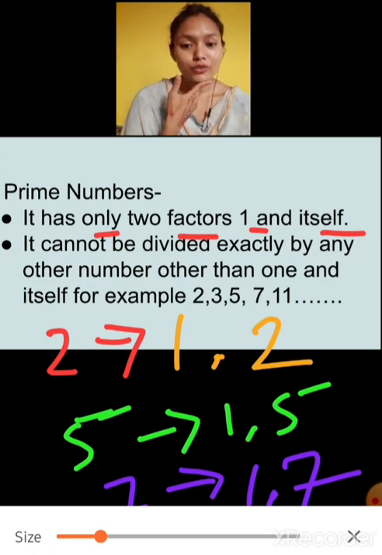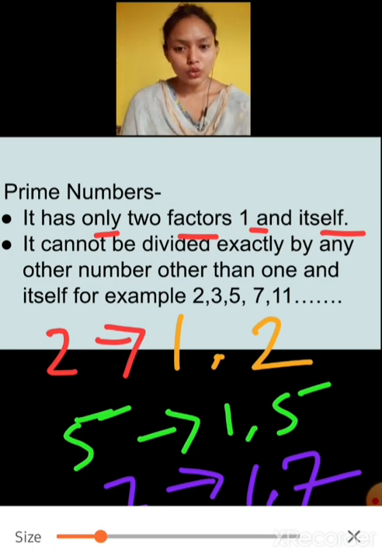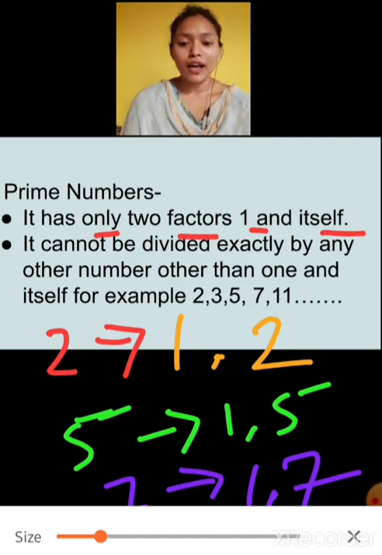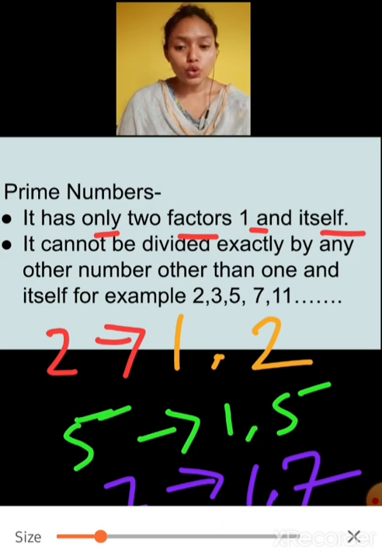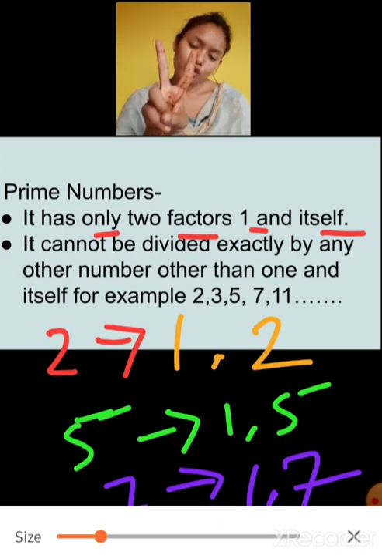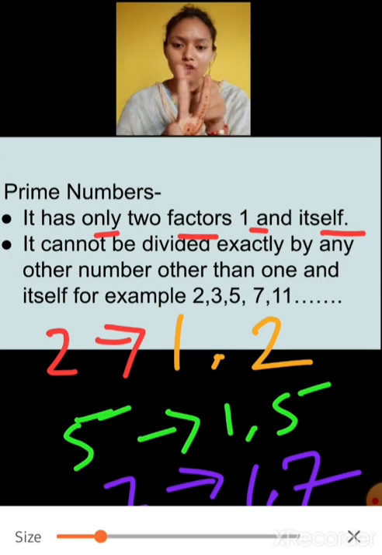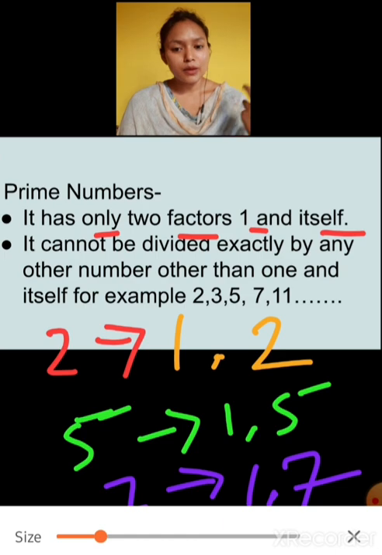So the numbers which have only two factors are known as prime numbers. A prime number cannot be divided exactly by any number other than 1 and itself. For example, 2, 7, 5, 11 are all examples of prime numbers. Whereas a composite number has more than two factors.